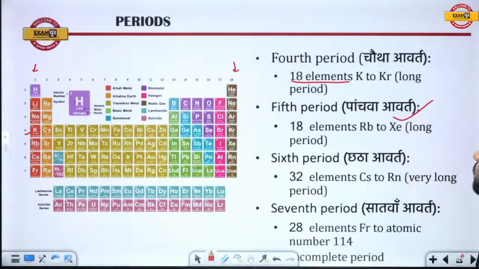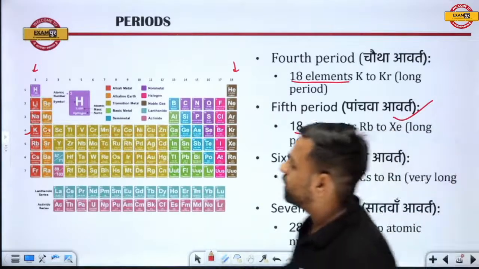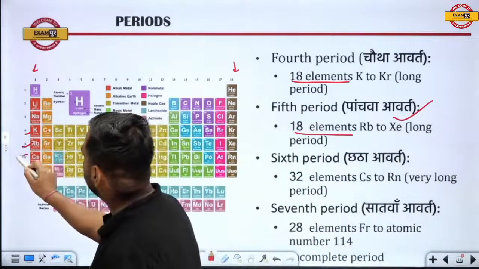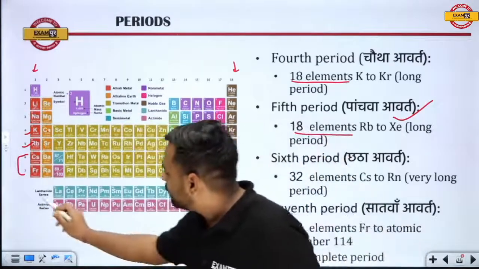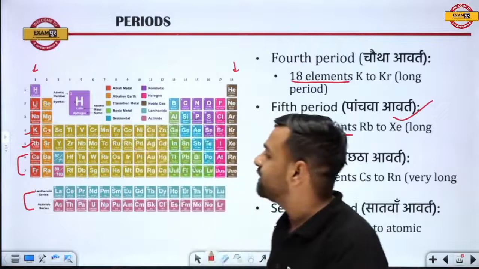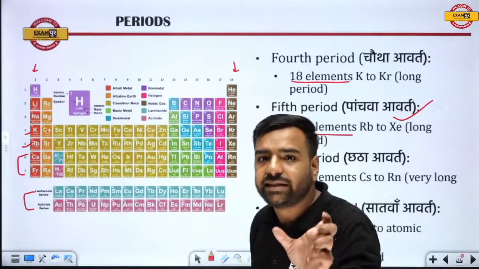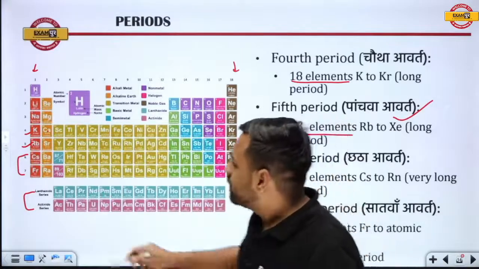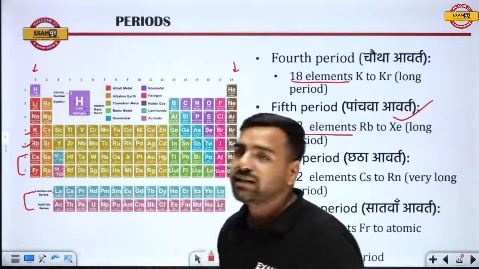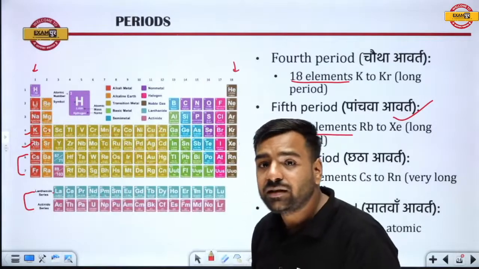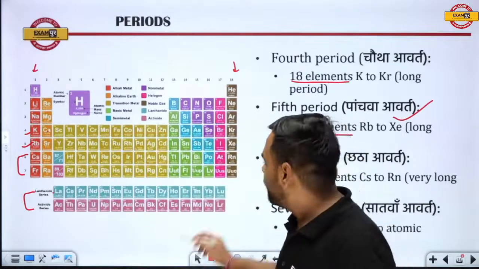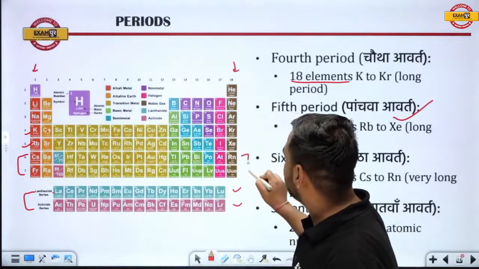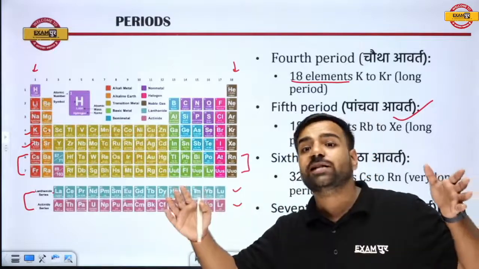Again, the fifth period has 18 elements as well. But when we go to the 6th and 7th, please do not get confused. The lanthanide series and the actinide series are present where? The lanthanide series is present in the 6th period. In the 7th period, we have the actinide series. So this series is present here, and hence this will be the longest period.